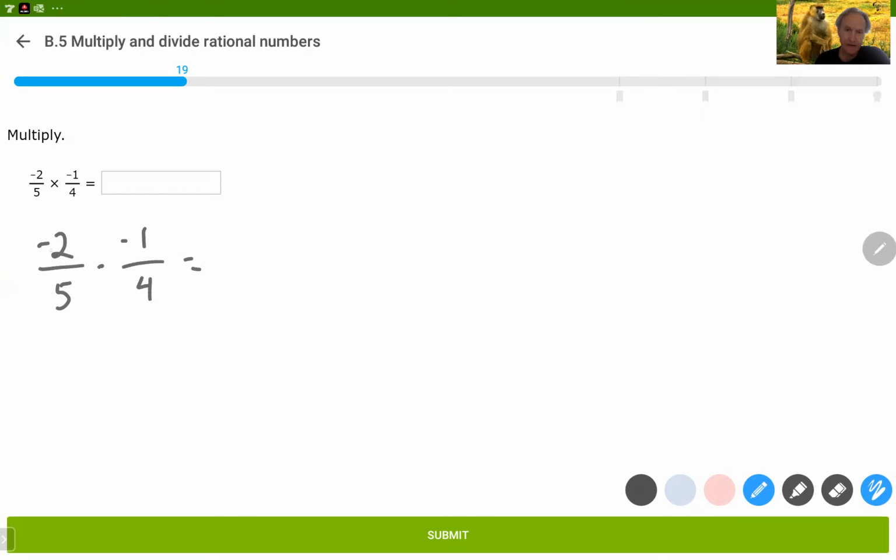We could have simplified this, but the problem with simplifying when you have negatives is that a lot of times students forget and they lose their negative. For example, they'll divide this by 2 and get 2, and divide this by 2 and get 1, and it's really -1, and they lose it. So in some ways, it might be safer to just multiply those. 2 times 1 is 2, 5 times 4 is 20, and reducing is pretty easy. It's 1/10.